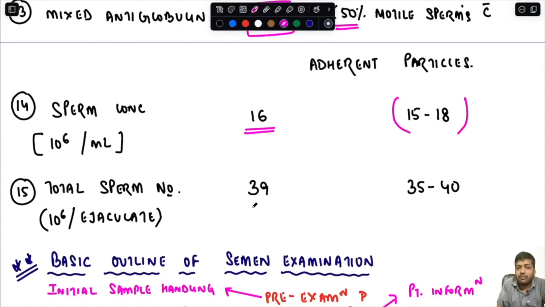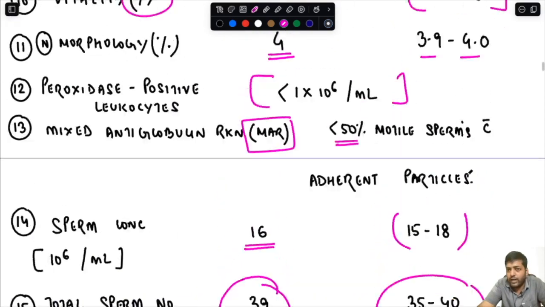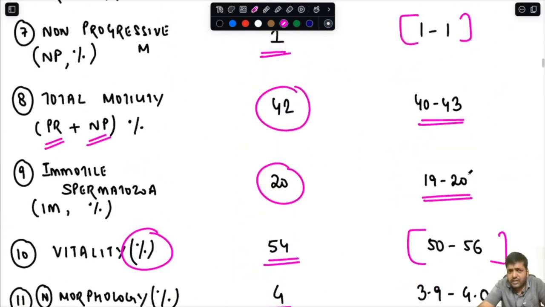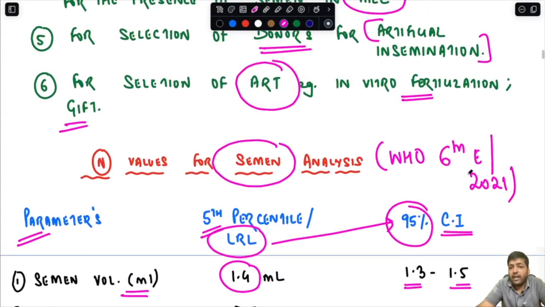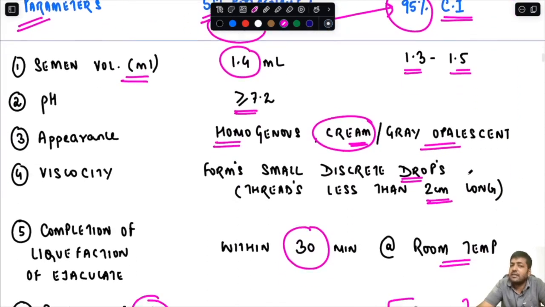Total sperm number is nothing but the sperm concentration multiplied by the volume of the semen sample. The lower reference limit is 39 million per ejaculate and the range is 35 to 40 million per ejaculate. So this is all about the normal values, and you should remember the normal values by heart because they are asked in the exams.